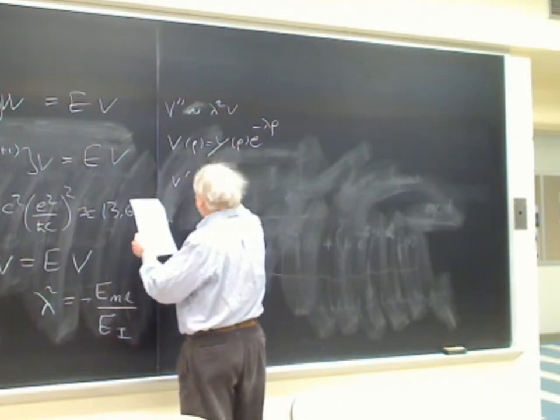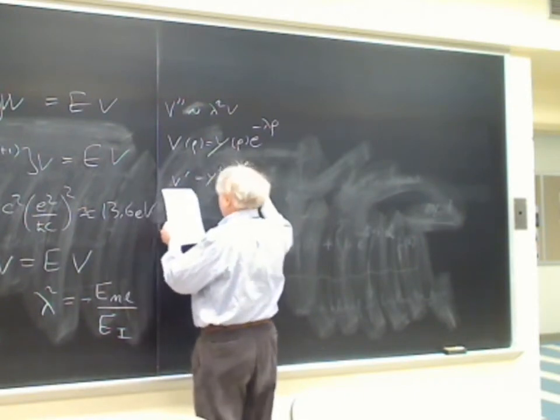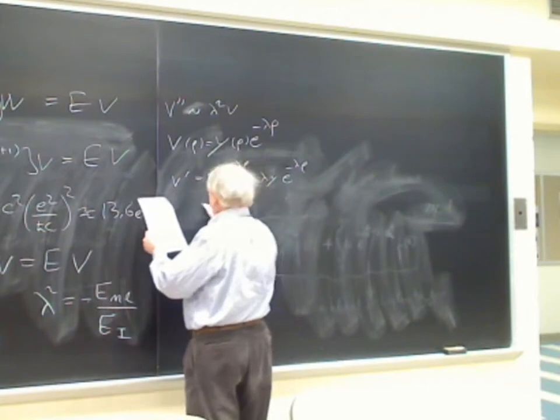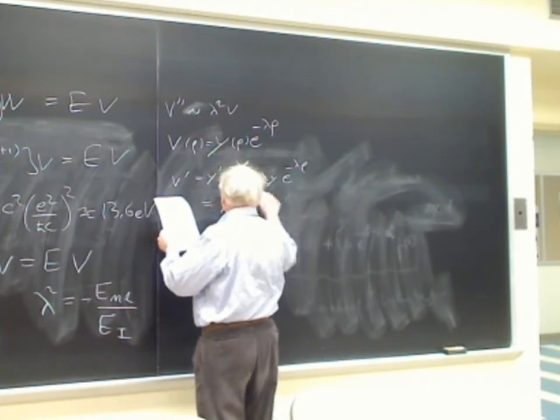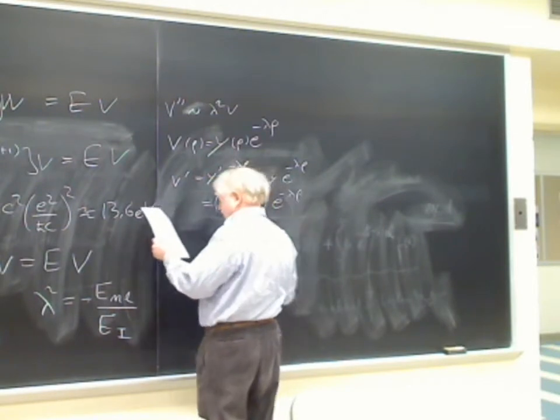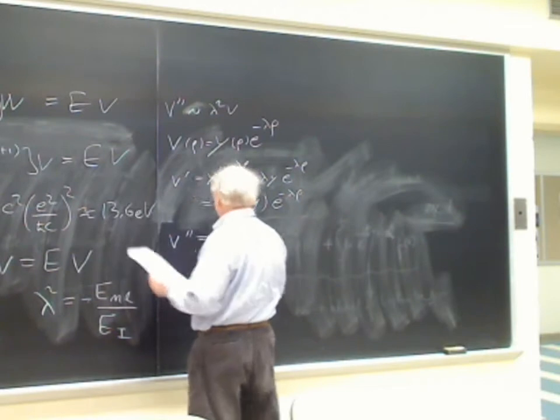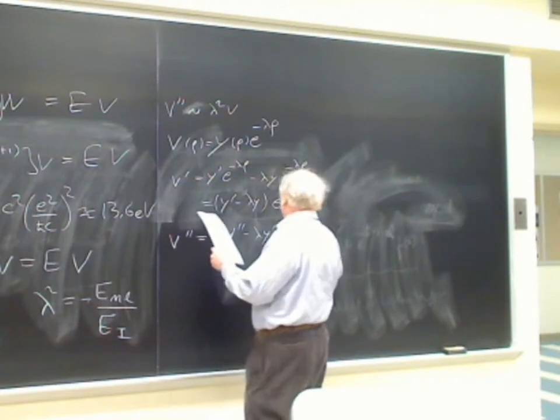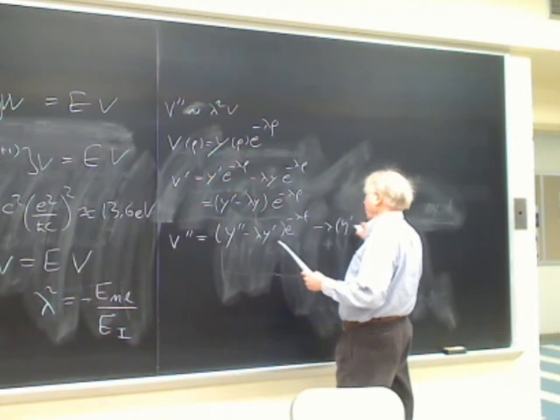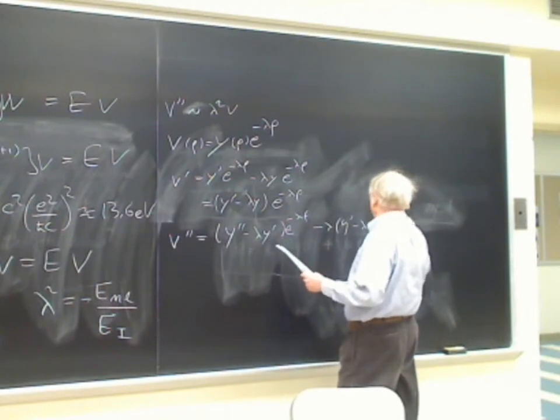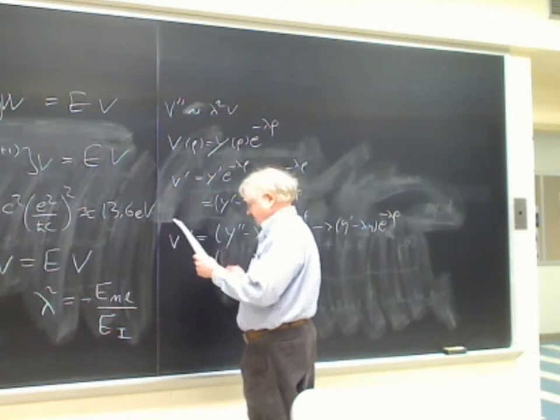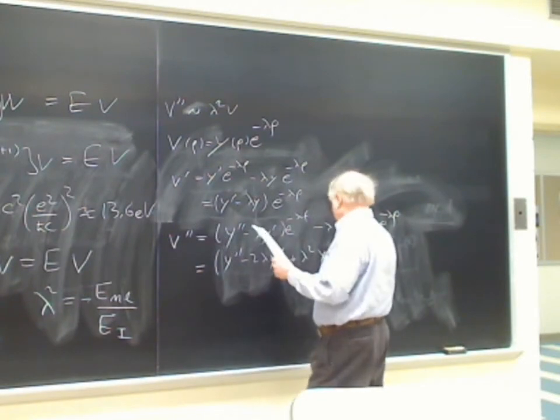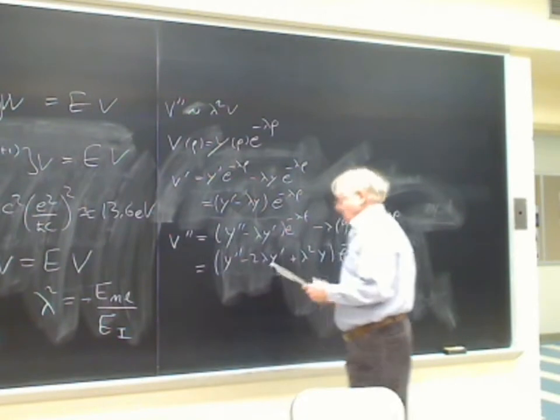And so then you have V prime is y prime e to the minus lambda rho minus lambda y e to the minus lambda rho, and that is y prime minus lambda y, e to the minus lambda rho. And then you get that V double prime is y double prime minus lambda y prime, e to the minus lambda rho, minus lambda times y prime minus lambda y, e to the minus lambda rho, and this thing all together is y double prime minus 2 lambda y prime plus lambda squared y, e to the minus lambda rho. So that's what that is.